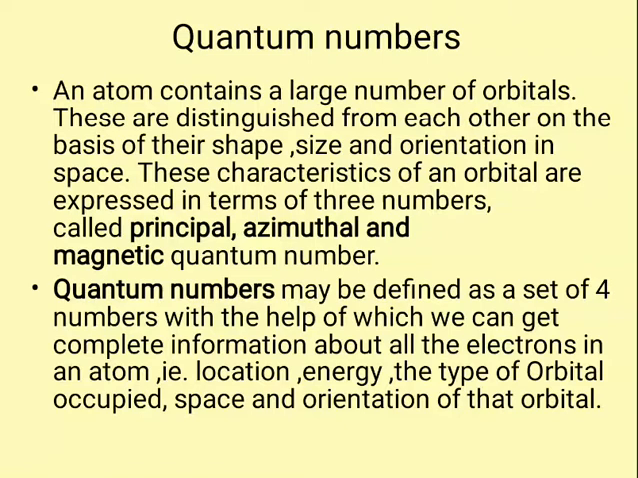Now quantum numbers are actually four in number. There are four sets of numbers. But the fourth number is not given by the solution of the Schrödinger wave equation and it was independently given by Uhlenbeck and Goudsmit. So they gave the fourth quantum number called spin quantum number. So there are a total of four quantum numbers.